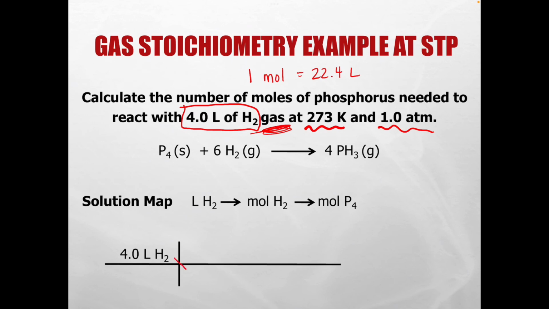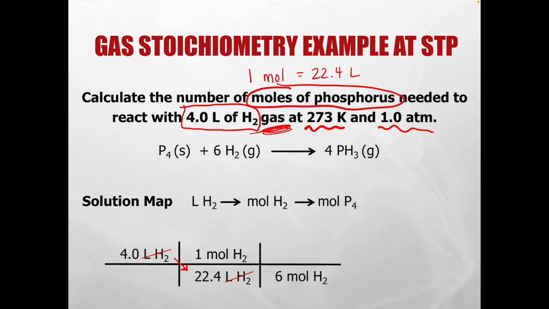Remember, your units always cancel down to the right, so our liters will go on the bottom and 1 mole will go on the top. So now our stuff about hydrogen cancels, and we can now convert into moles of phosphorus, which is what we're trying to find. If we look at our balanced chemical equation, there are 6 moles of hydrogen and just 1 mole of phosphorus. And we'll make sure our units cancel.